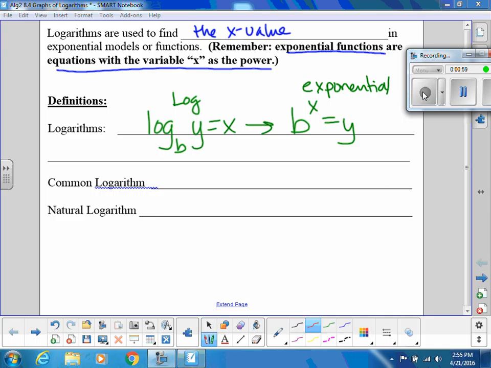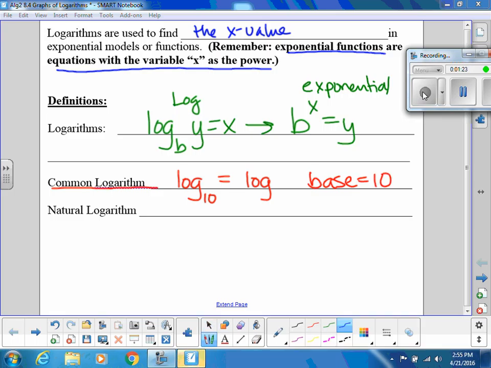Okay, and then so the common logarithm is simply going to be a log that has that base 10. And in the calculator, we said it's often written as just log without the base 10 written. Okay, so just remember that if someone ever says use the common logarithm, they're saying log base 10.